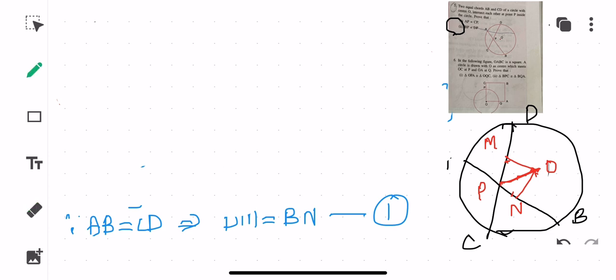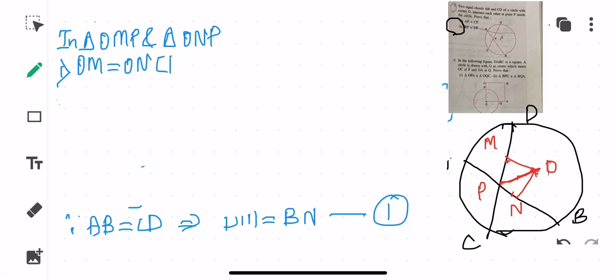Okay, so what I'll be writing now, in triangle OMP and triangle ONP. What are the things that have been given, children? First of all, I will write OM is equal to ON, and the reason is proved above, because just now we proved. Okay, the second point will be what? Angle OMP is equal to angle ONP.